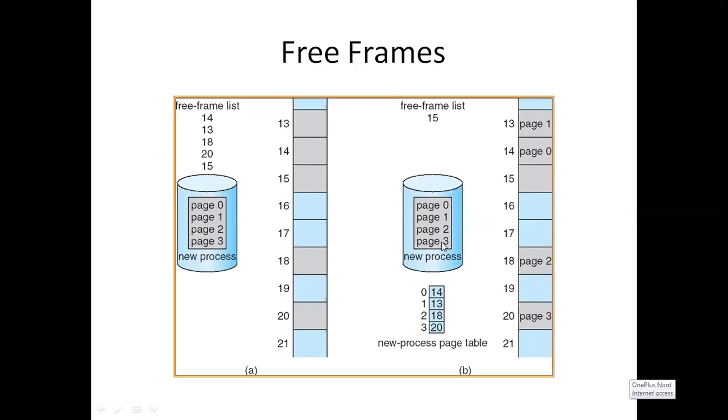So we are using 4 free frames. Those are 14, 13, 18, 20. So what about this one? The free frame list is now updated. Why? Because we kept 4 pages into the 4 frames. Only one free frame is available now. That is 15.